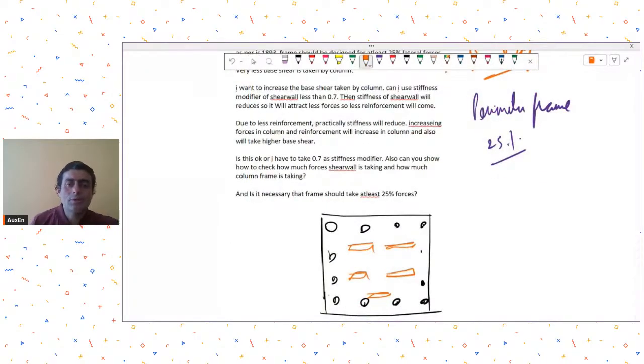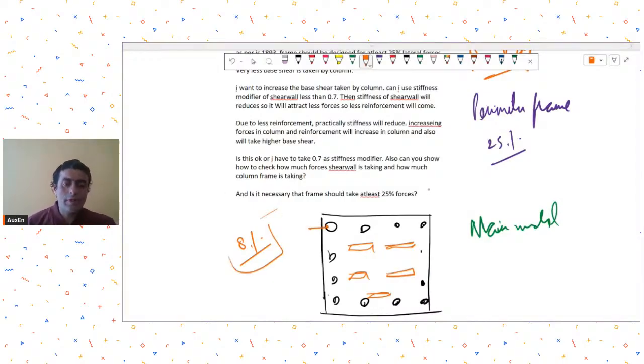So my suggestion to you would be, don't play around with stiffness. That will be too complicated, and then it will change all the behaviors and it will change the forces in other elements. So don't play around with stiffness. What you can instead do is, let's say this is your main model. Okay, this is your main model. Now in this case you are getting 8% as the base shear in the columns. Now you have to ensure that your perimeter frames are taking at least 25%.